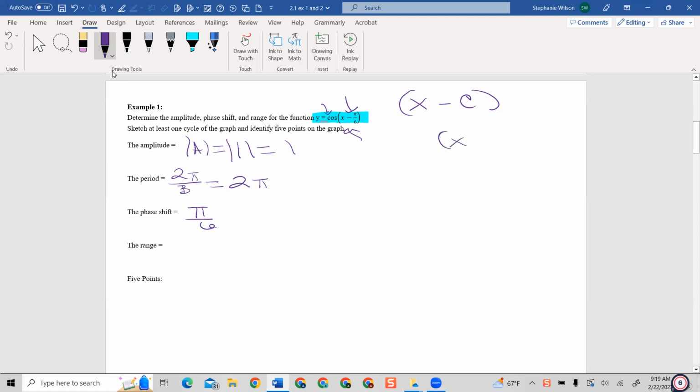If this would have been x plus pi over 6, then we would have to factor out the fact that it should have been minus, which means the phase shift would have been a negative value, okay? In this case here, it worked out nice and pretty. Now, what is my range?